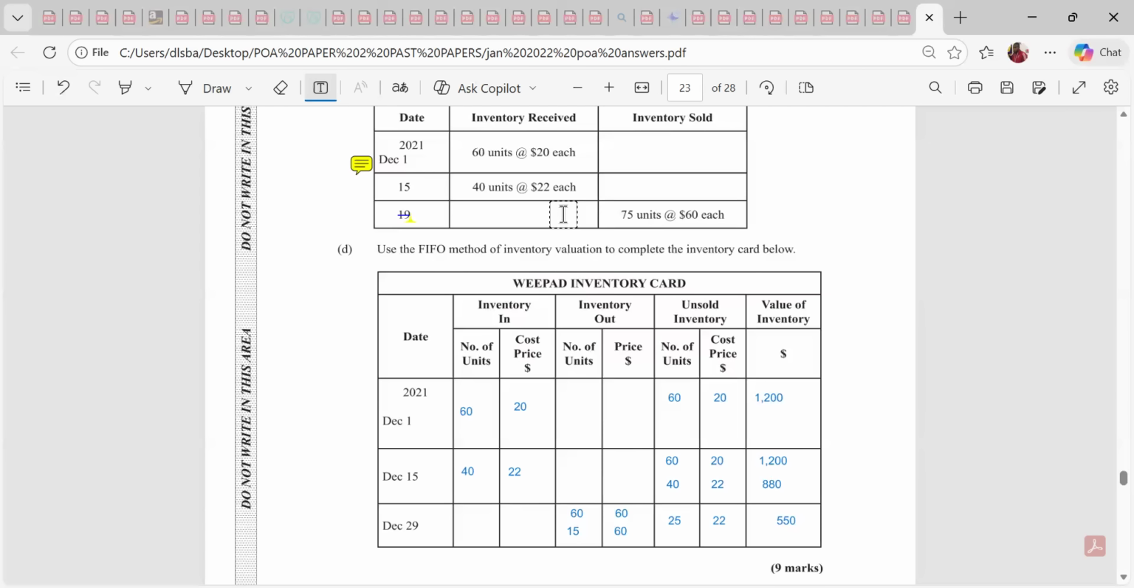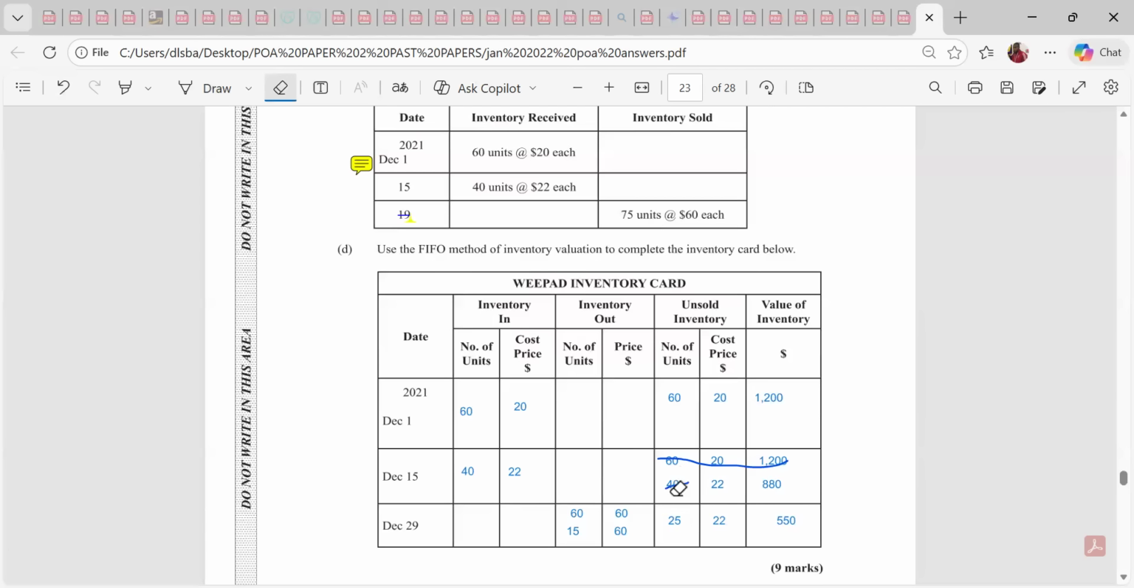And then on the 19th, we sold 75. This is where first in, first out comes in. The first set of goods that came in is the first set of goods we're going to sell. So when I sell 75, I take from the 60 first. That's 60 going out at the price of $60. But 75 units are being sold, so I still need 15. So I take 15 from the 40. That adds up to the 75. Now that full 60 is gone, and 15 from the 40 is gone. So what I have unsold is the remaining 25 at $22 each, which comes to $550. That's how you do FIFO.